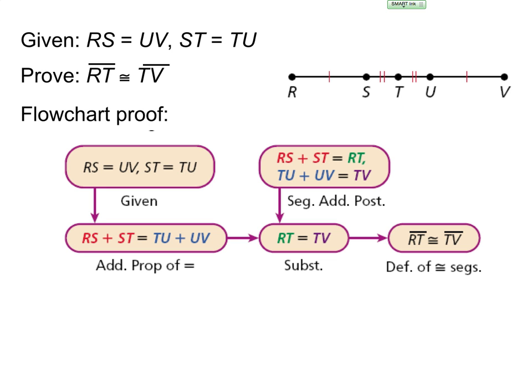Now, before I can go to the very next one, we have to bring in another idea. So this is that segment addition postulate that we took a little look at. RS plus ST is going to be equal to RT. TU plus UV is equal to TV.